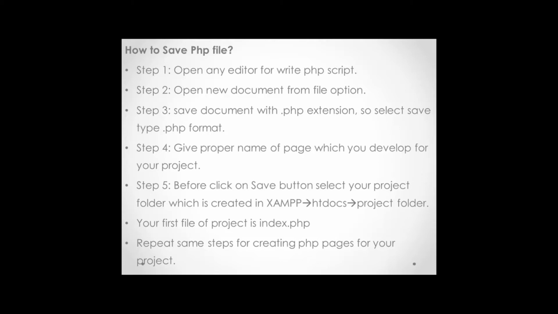First of all, you have to select the save type. For the save type, PHP document is listed with different extensions of PHP like .php, .php4, .php5, .php6, .php7, .html. When you select .php extension, all these extensions are inbuilt and defined.